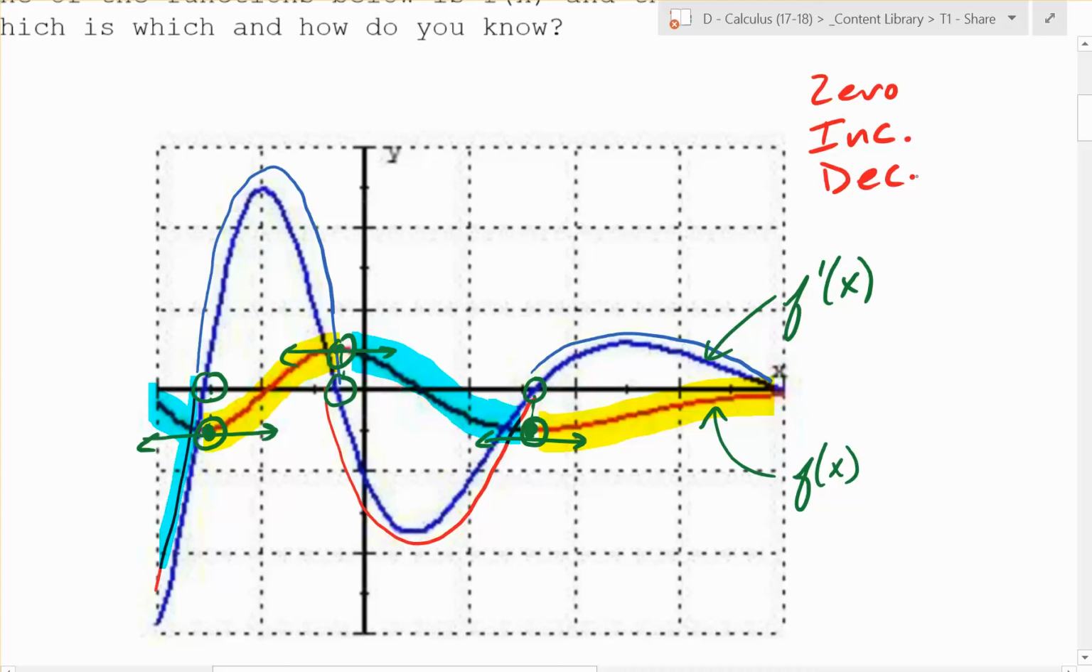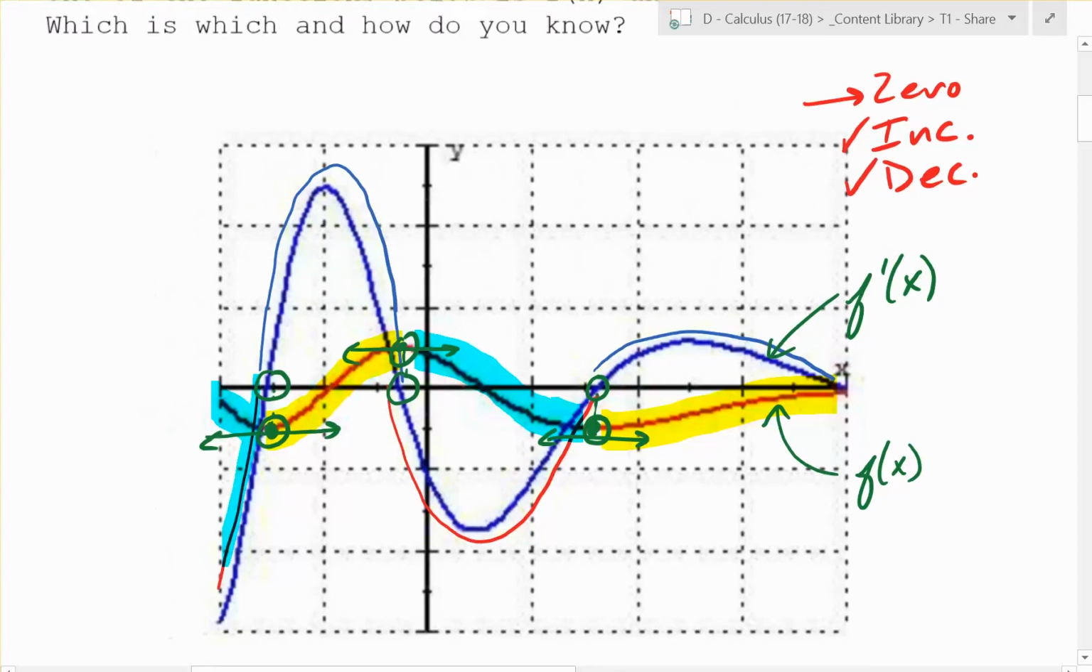The easiest thing to check first are the zeros. Where is the derivative 0? Pick one of the functions, see where the derivative needs to be 0, and see if the other function crosses the x-axis at those points. And then also make sure you check where the function is increasing and decreasing to match.